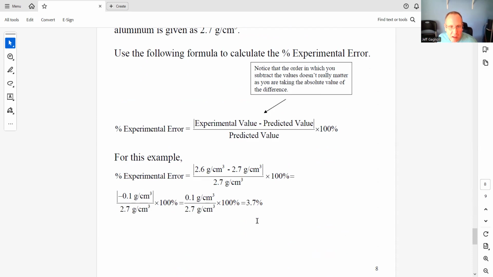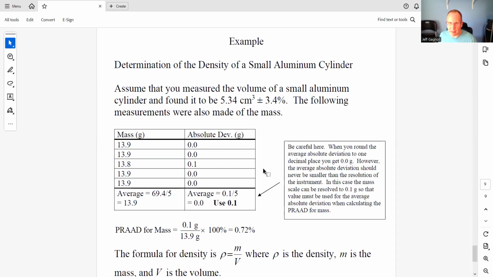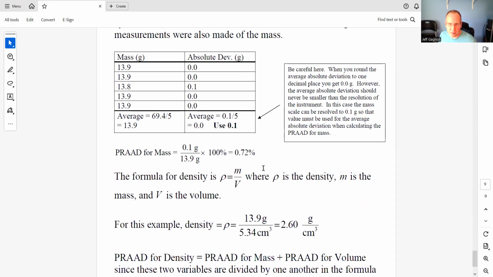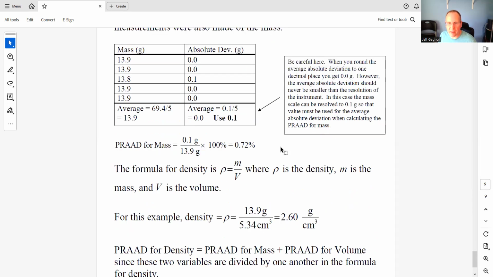Okay, and then the last page here we'll talk about when we talk about this particular lab itself. So you can kind of just look at this. This is when we measure the density of the aluminum cylinder, but I won't discuss it in this particular video.